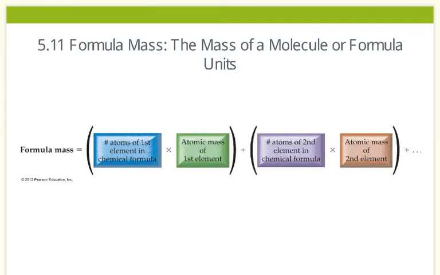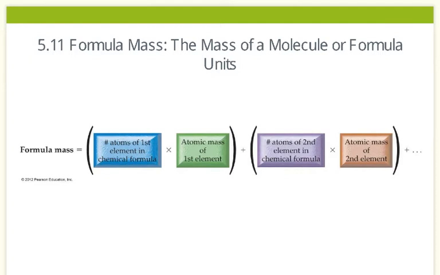So we've learned how to write and name compounds. Now we need to know one more thing about compounds, is that they have a formula mass. Just like we have an atomic mass for every element, when our elements combine to form compounds, we can also figure out their formula mass, which is the mass of the molecule or the formula unit combined together.